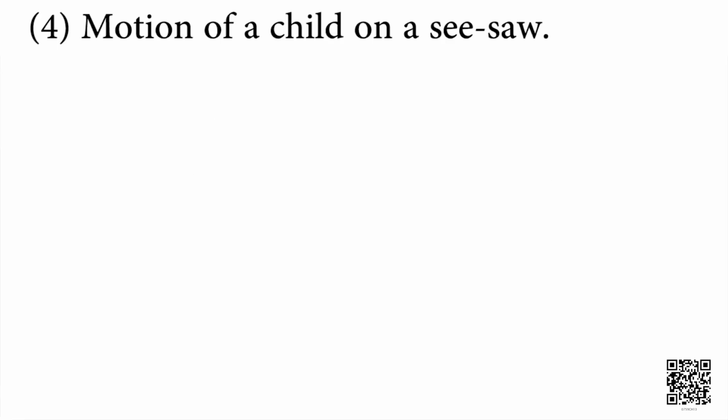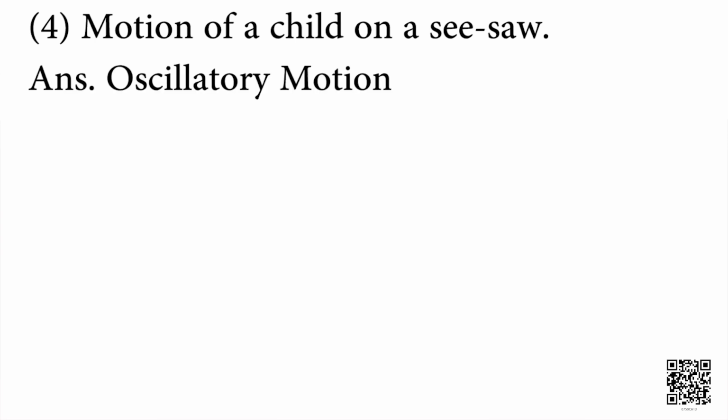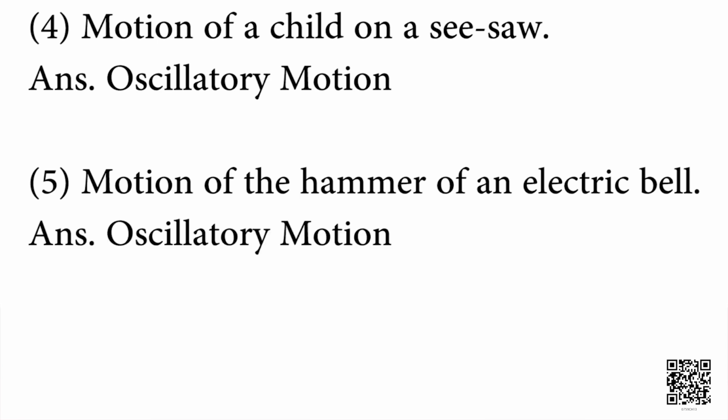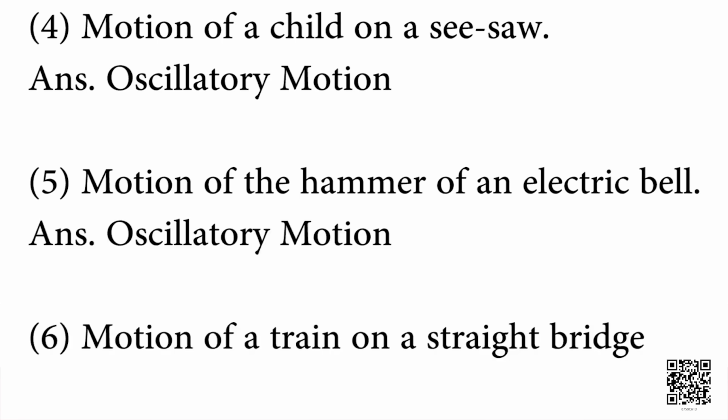Fourth one, motion of a child on a seesaw. Well students, this one is oscillatory motion. The fifth one, motion of the hammer of an electric bell. This is also an oscillatory motion. And the sixth one, motion of a train on a straight bridge. So students, this is linear motion.